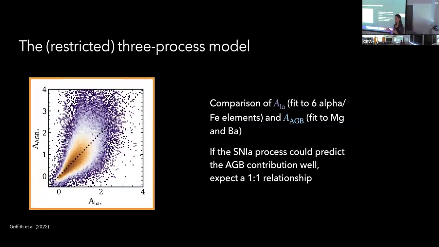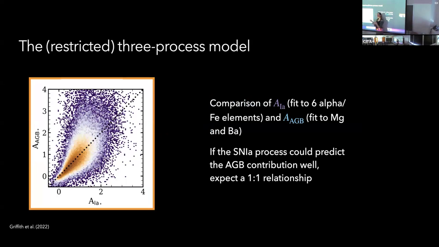We fit this model to the stars and we get an amplitude for the quark collapse, type 1a, and AGB process for every single star. And we see that the type 1a amplitude does not perfectly track this AGB amplitude. So there's some stars that need more of this AGB amplitude than type 1a.